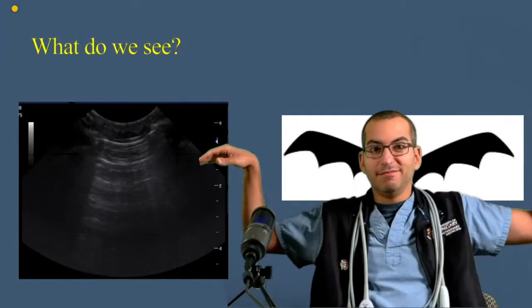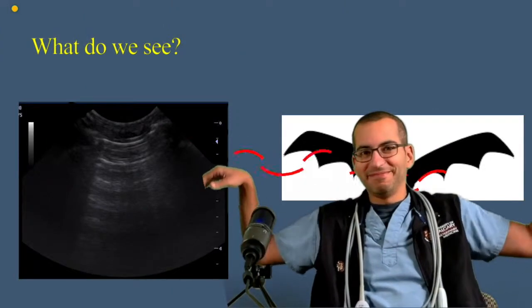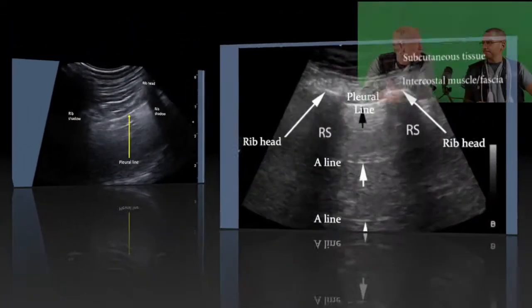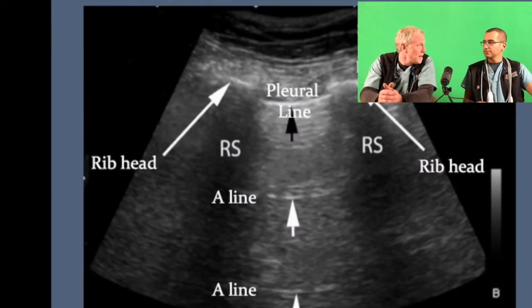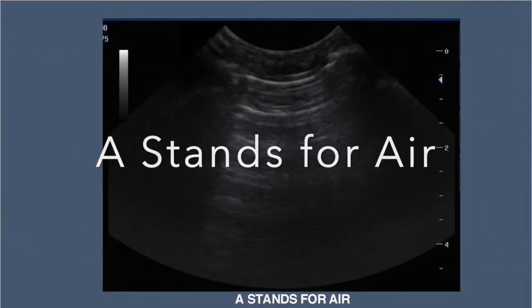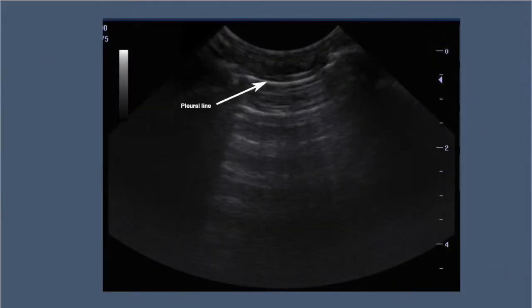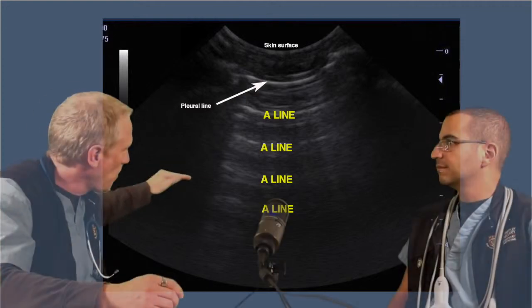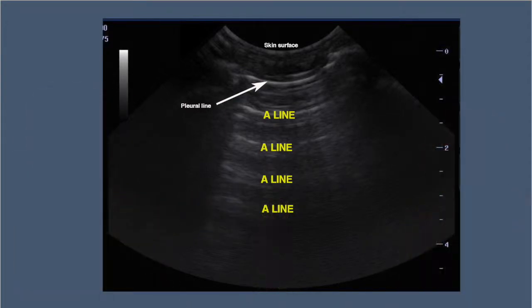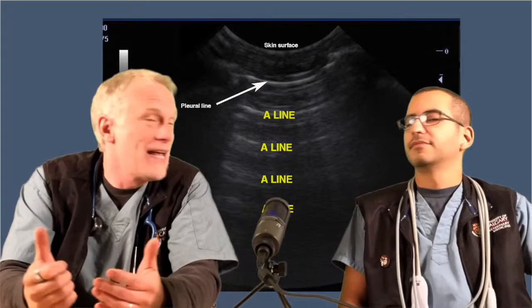Remember we start with the bat sign to help us orient ourselves. We have the probe in perpendicular position, and that first bright white line that we see below those rib heads is going to be our pleural line. Let's talk about what else we see, particularly A lines and B lines. First of all, what does A stand for? A stands for air. Here's our pleural line. You see the distance between the skin and the pleural line is repeated through the far field. All of these horizontal lines we see repeating themselves, that's our A line. And A stands for air.